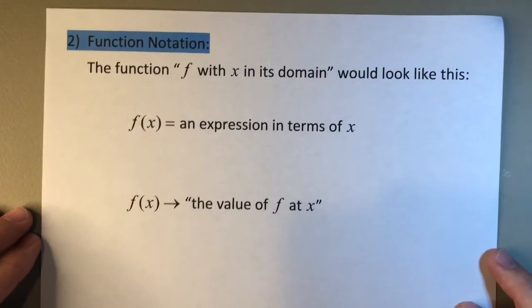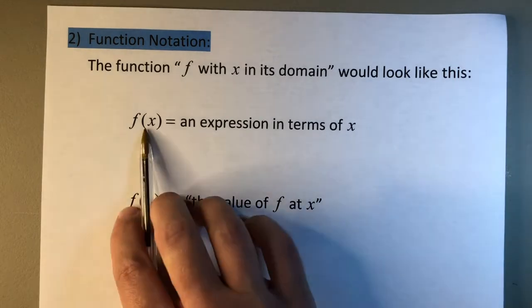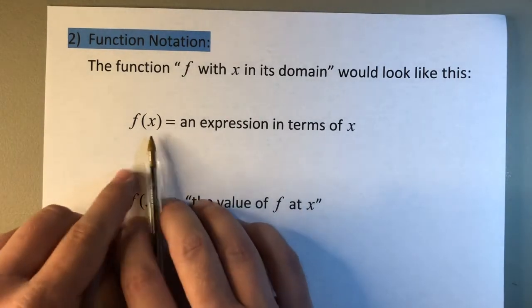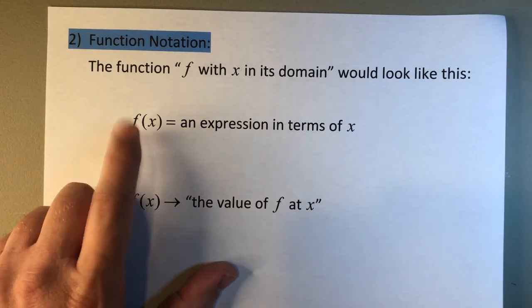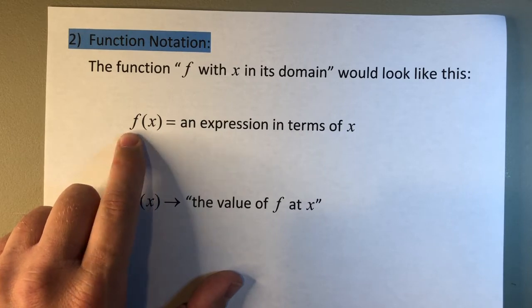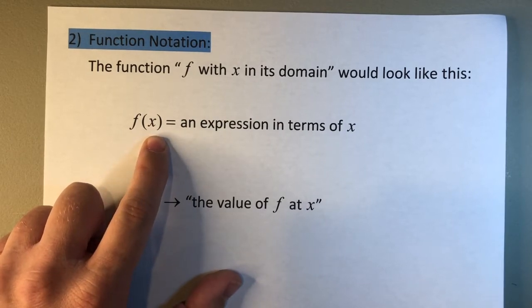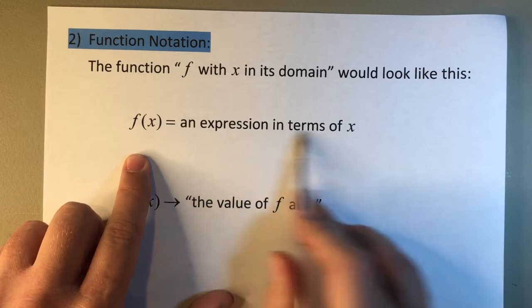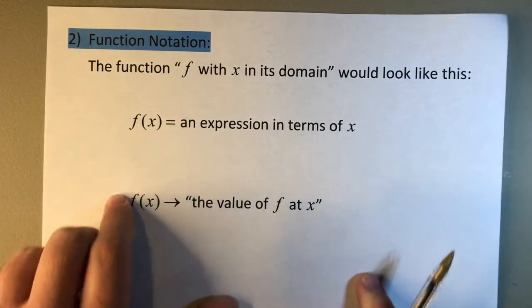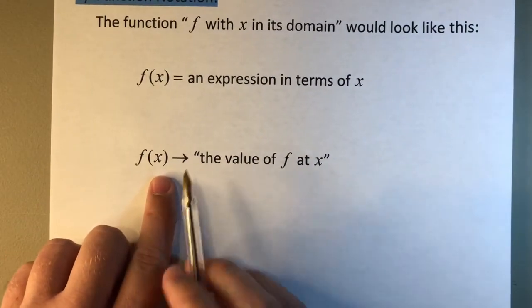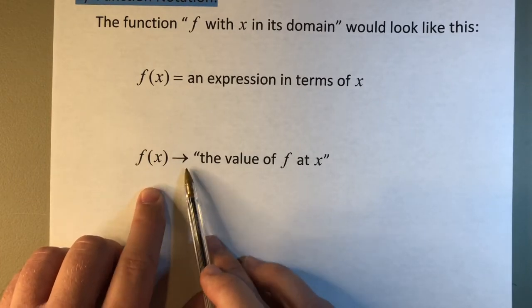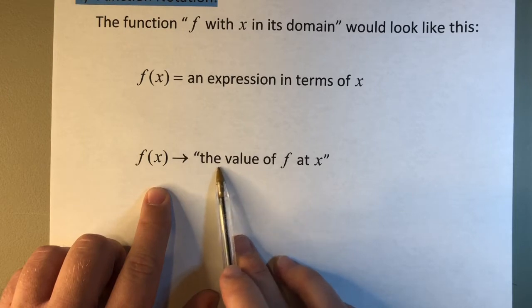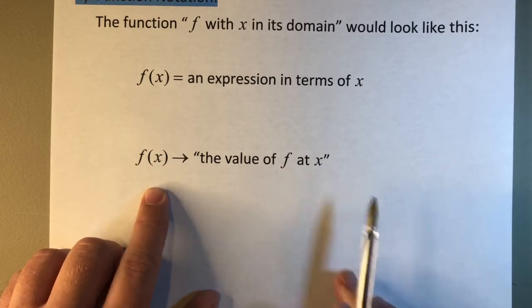So function notation is this. Lagrange came up with this, and then Leibniz is the y equal to way of notating it. But if you see something like this, this means f with x in its domain. And this is always going to be equal to some expression in terms of x. All right? Another way to look at it is this function f with x in its domain really is implying the value of the function f at x.